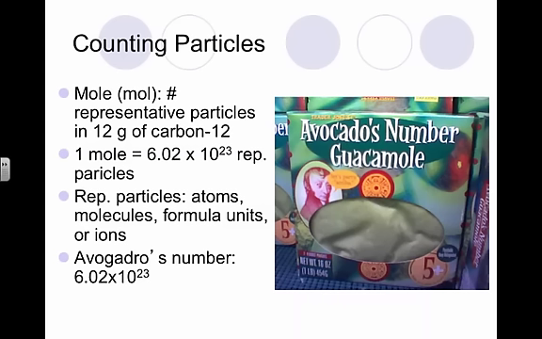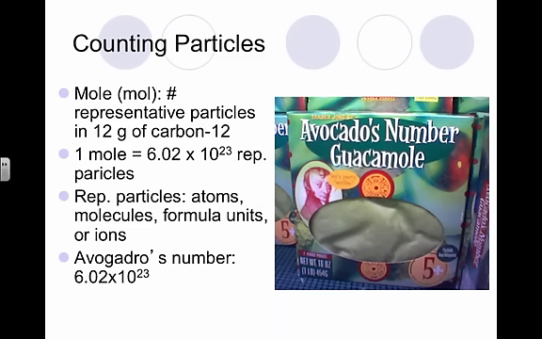Today we're going to be talking about counting particles, and when we're trying to count particles, the unit that we're going to be working with is something known as the mole. It basically represents the number of particles in 12 grams of carbon-12. Carbon-12 is an isotope of carbon. When we're talking about particles and representative particles, what that means collectively are individual units such as atoms, molecules, formula units, or ions. So each of those individual pieces collectively. That's just a catch-all phrase.